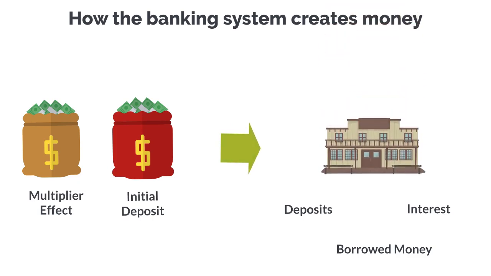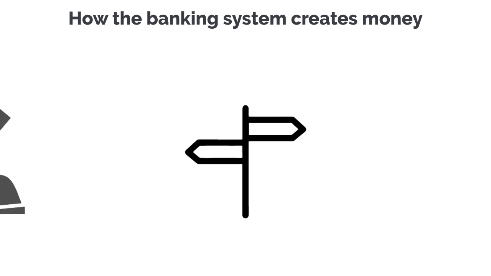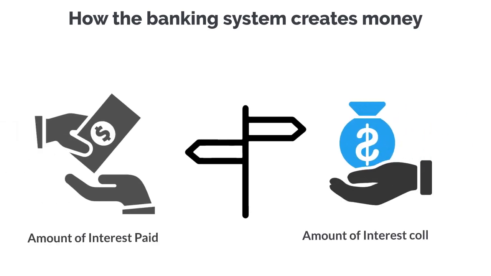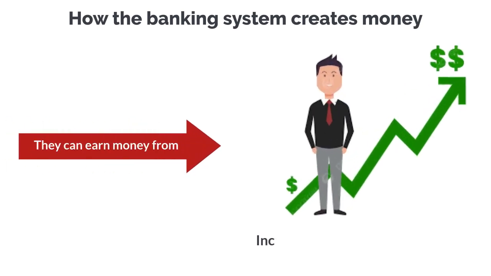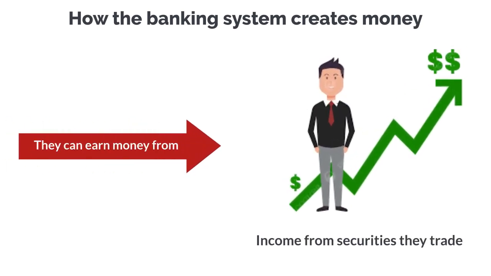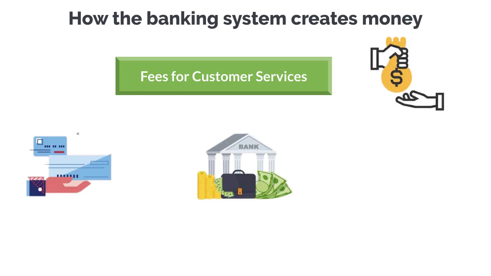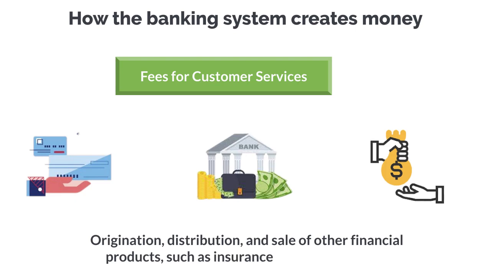Banks have several ways of making money, besides pocketing the difference between the interest they pay on deposits and borrowed money and the interest they collect from borrowers or securities they hold. They can earn money from 1. Income from securities they trade, and 2. Fees for customer services, such as checking accounts, financial and investment banking, loan servicing, and the origination, distribution, and sale of other financial products, such as insurance and mutual funds.